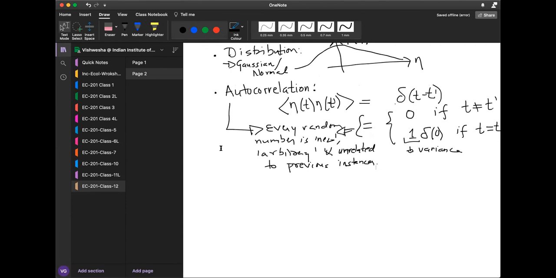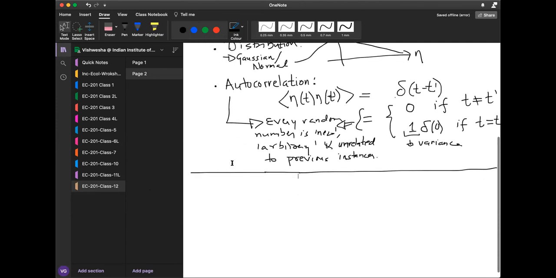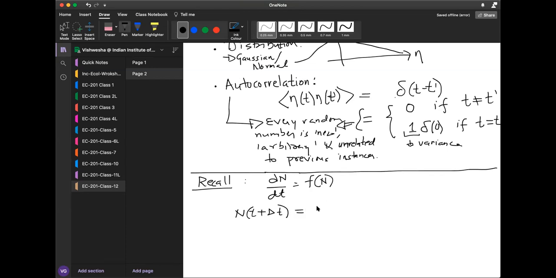The next thing I want to say is the following. Now, we discussed how we discretize and numerically simulate the deterministic equation. So if we have this deterministic equation, we can numerically integrate it using this very simple algorithm.